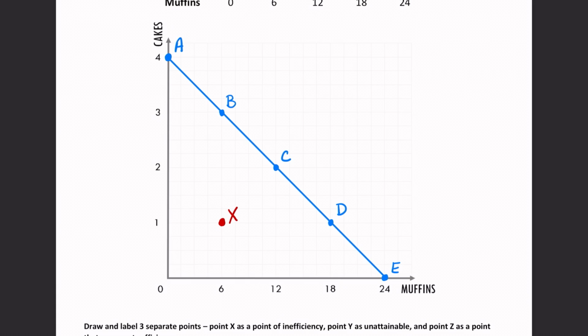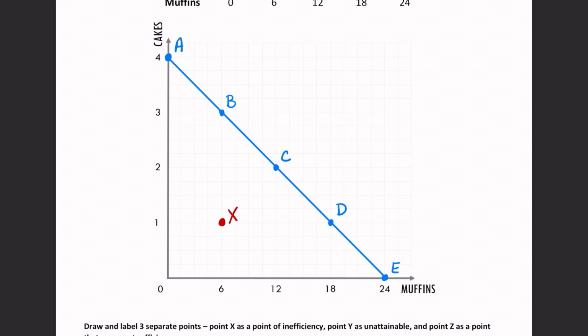And the reason is that any point inside of our production possibilities curve means that we have the resources to do that, but we're obviously not using all of our resources. Using all of our resources is represented by the line. So anything inside of that line means, yeah, we can do it, we're just not using all those resources.